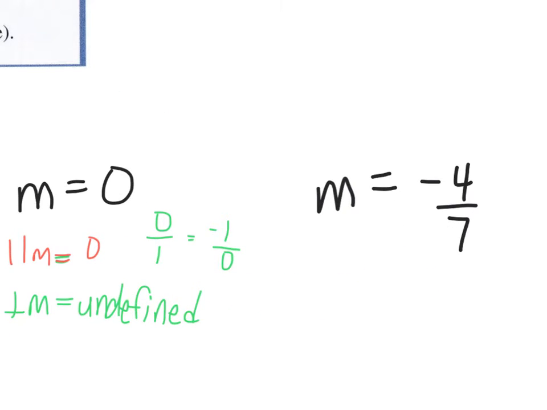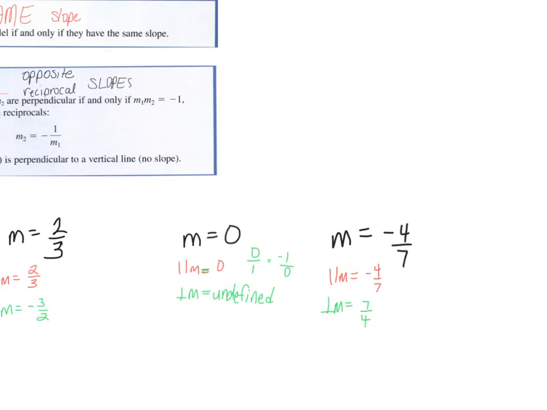All right, parallel slope and perpendicular slope. What is the parallel slope to negative 4/7? Negative 4/7. Good. What is the perpendicular slope? Positive 7 over 4. We're good? Remember, you flip the sign, flip the number.